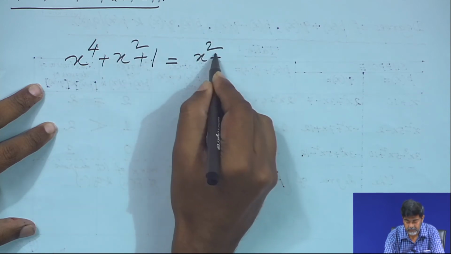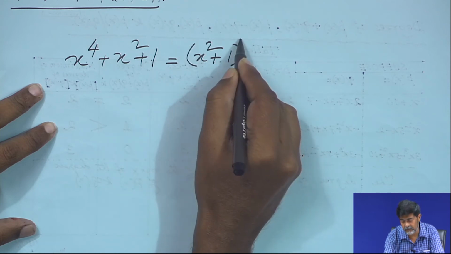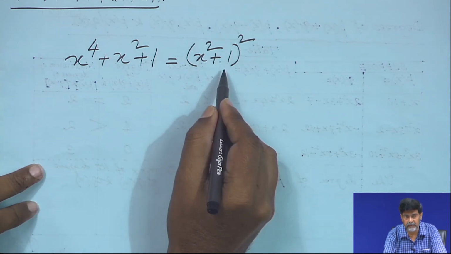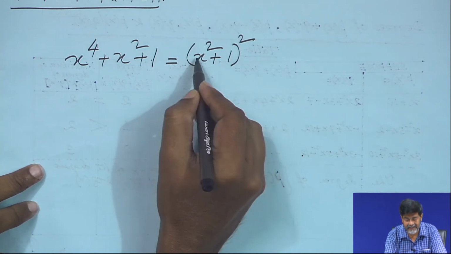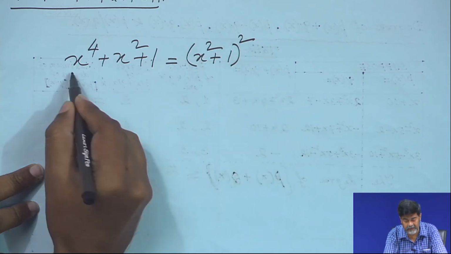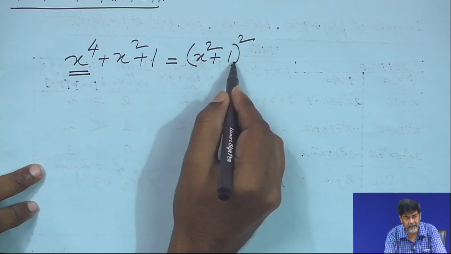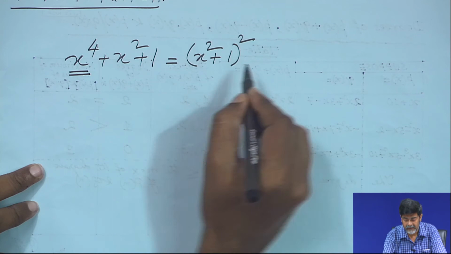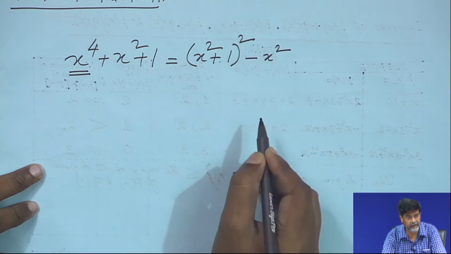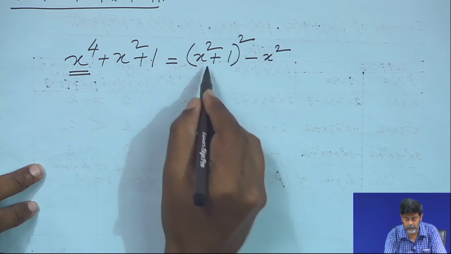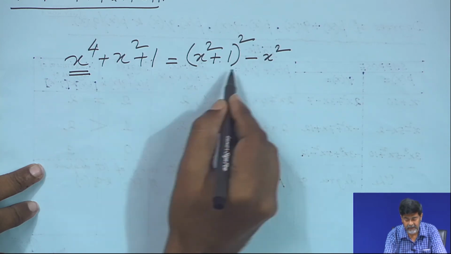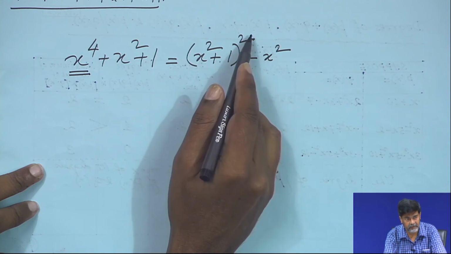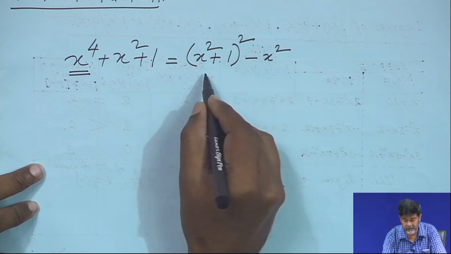Just write x square plus 1 whole square. Then, after expansion and using the formula for a plus b whole square, we are getting a square, that means x square whole square, that is x to the power 4. Yes. And for 2ab, we are getting 2x square, but on the left hand side we have only 1. Therefore, 1 x square must be subtracted from it. The result will be 2x square minus x square, that is x square. And the third term after expansion is 1 square for b square, that is 1. Is it right?